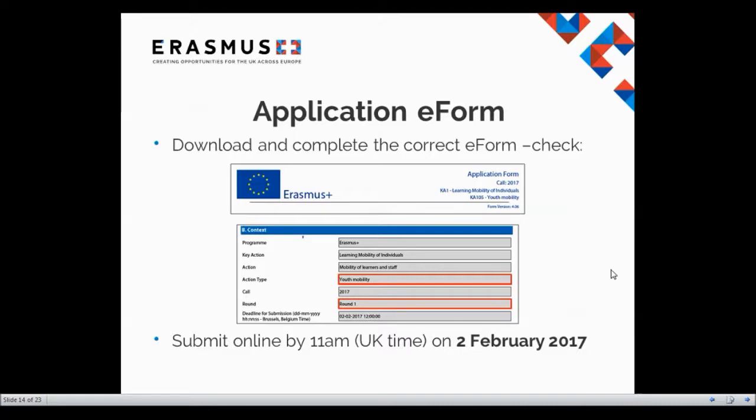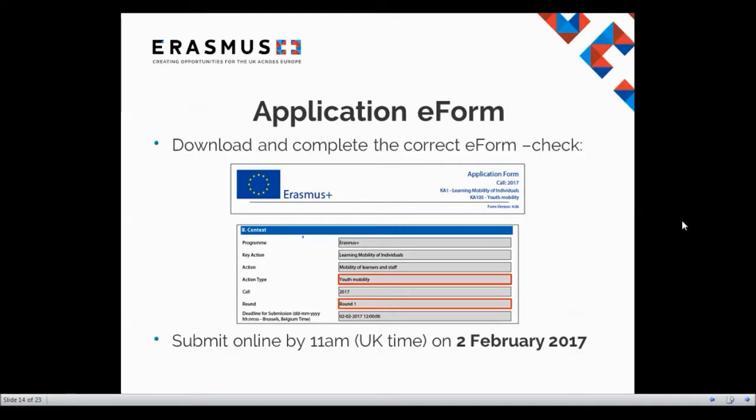To make sure you're working on the correct Key Action 1 application form, you should check the areas you can see on this slide. So on the top right-hand corner, the form will state 2017 as the call year and Key Action 105 as the action type, which is youth mobility. So over here you should have it.